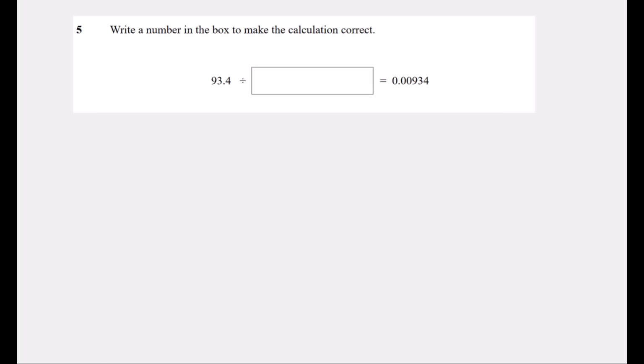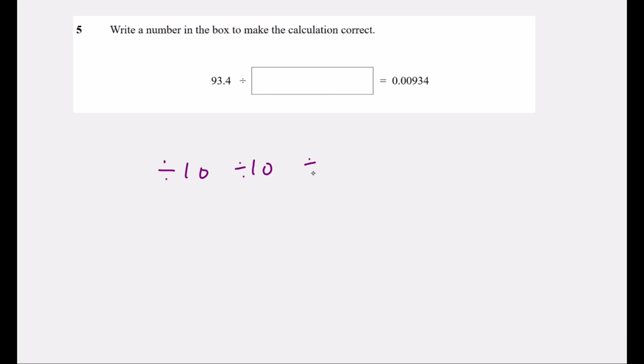Question 5. Write a number in the box to make the calculation correct. So 93.4 divided by something is 0.00934. So we need to divide it by some power of 10. So if we start at 93.4, divide by 10 once is 9.34, 2 times, 3 times, 4 times. So we're dividing by 10 4 times.